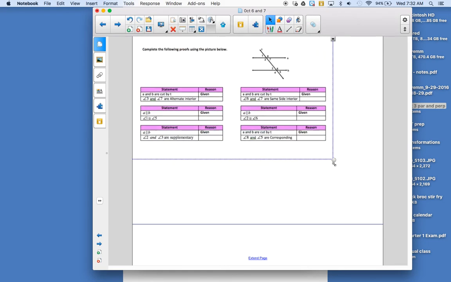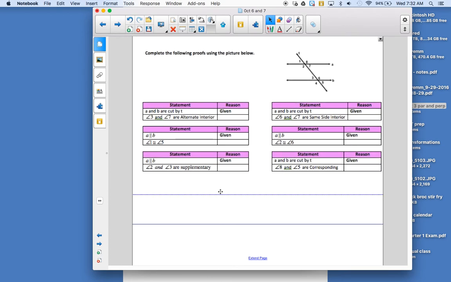Okay, let's see if we can complete this proof. We've got different proofs, all using the same picture, so we're going to try using different proofs. A and B are cut by T. Here's our T, our transversal. 3 and 7 are alternate interior. 3 and 7, I can see that, are alternate interior. And how do I know that? By the alternate interior angle theorem.